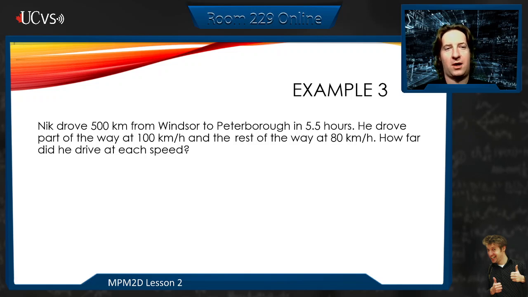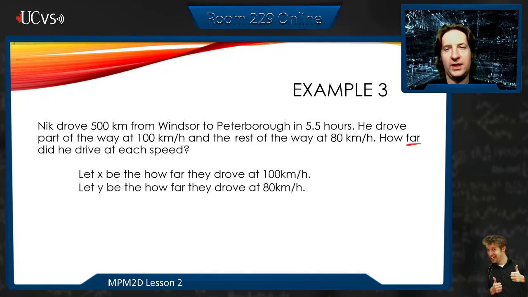So we're asking about how far. We're asking the distance. So our variables are going to have to be the distances. So we're going to let x be how far they drove at the first speed, 100 kilometers per hour. And we're going to let y be how far, the distance. Both of these are distances in kilometers, right? Keep that in mind. We're talking about distance, right?